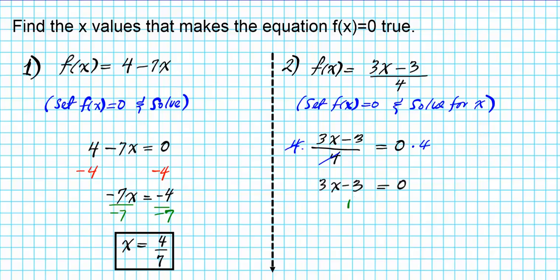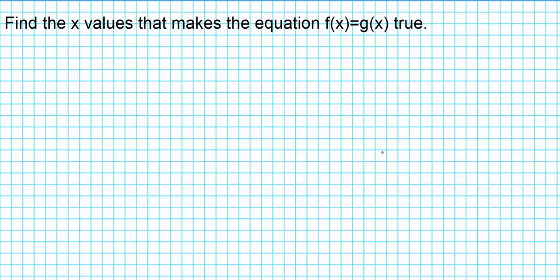Then we add 3 to both sides. We have 3x equals 3. Divide both sides by 3. And then that gives us our final answer, which is x equals 1. Okay, so this is the x value that will make the function equal 0 true. Okay, let's take a look at question 3.